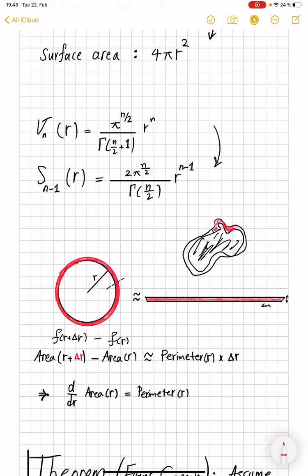And again, if you cut it open and flatten it out, that will be almost equal to the area of a rectangle with width delta r, and the length equal to the perimeter of the region. But of course, this requires some regularity on how nice the boundary is and whatnot.